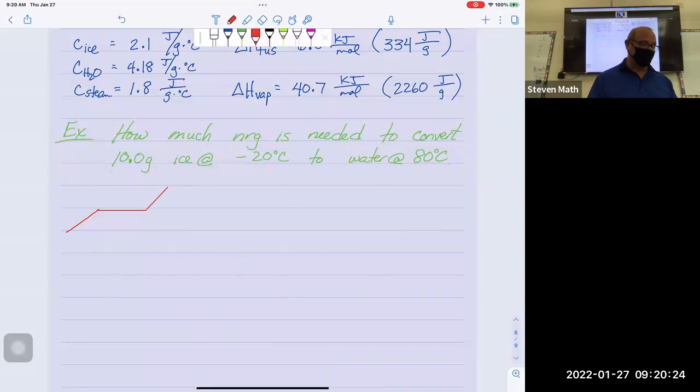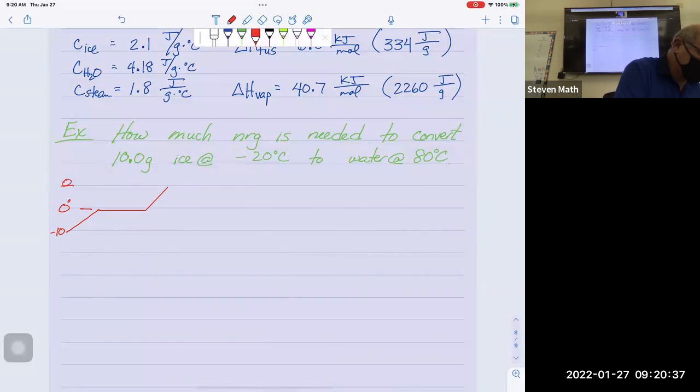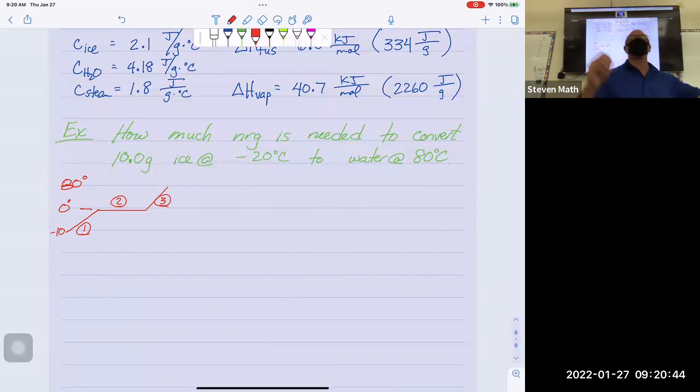Oh, okay, I'm doing 3 steps. Here's my 0. Here's negative 10. Here's 80. So I got to do 1 step, 2 steps, 3 steps. And they have to be done separately because they all take different amounts of energy. Okay, I can do that, just for you. I'll do it at negative 20. That's fine.